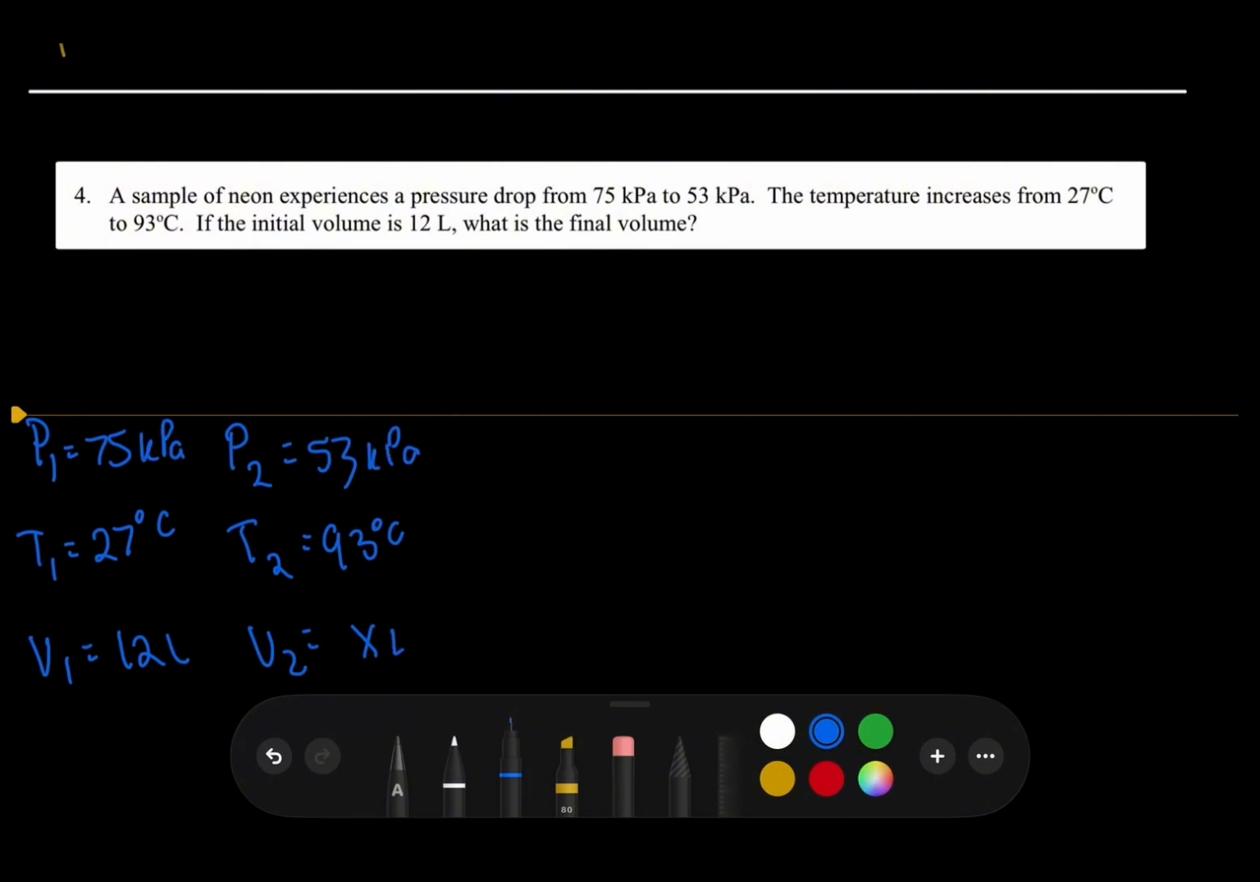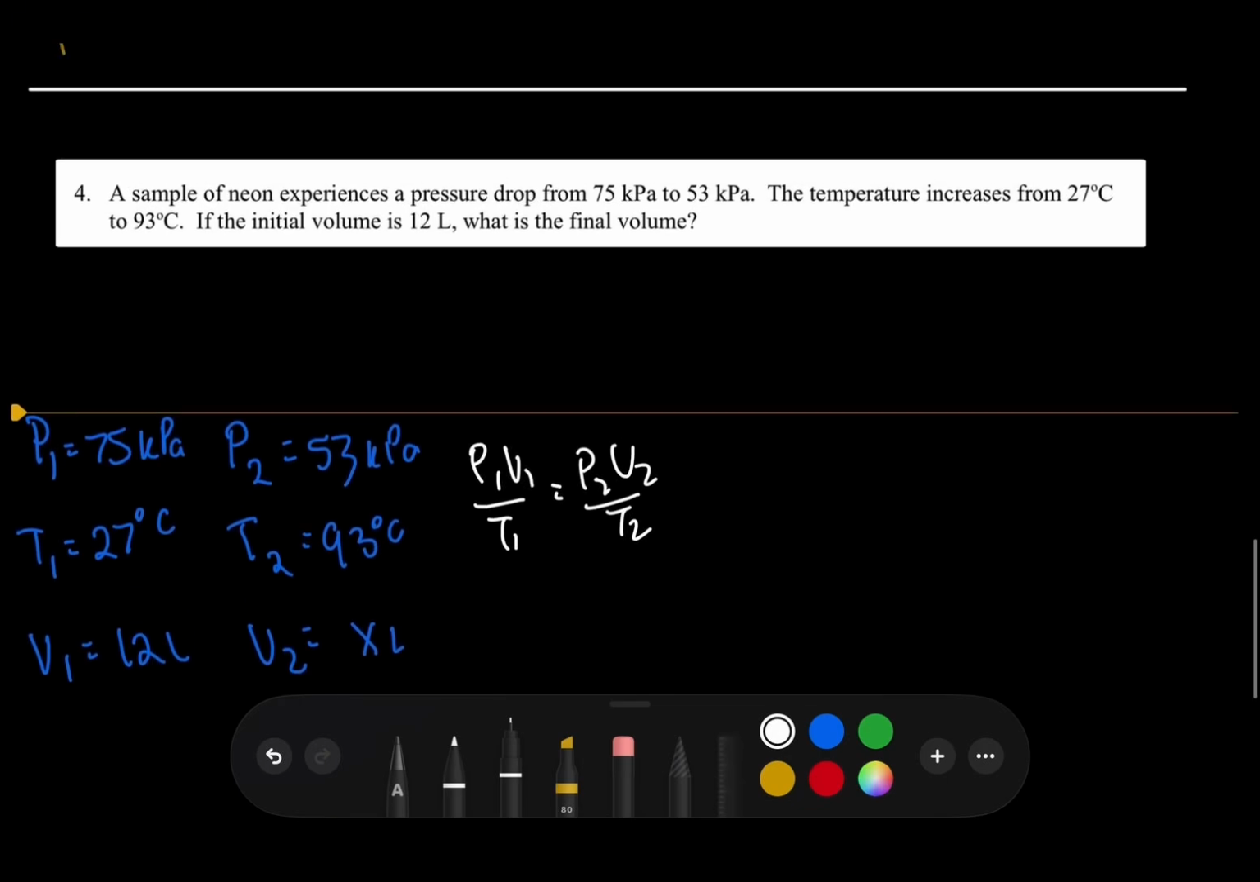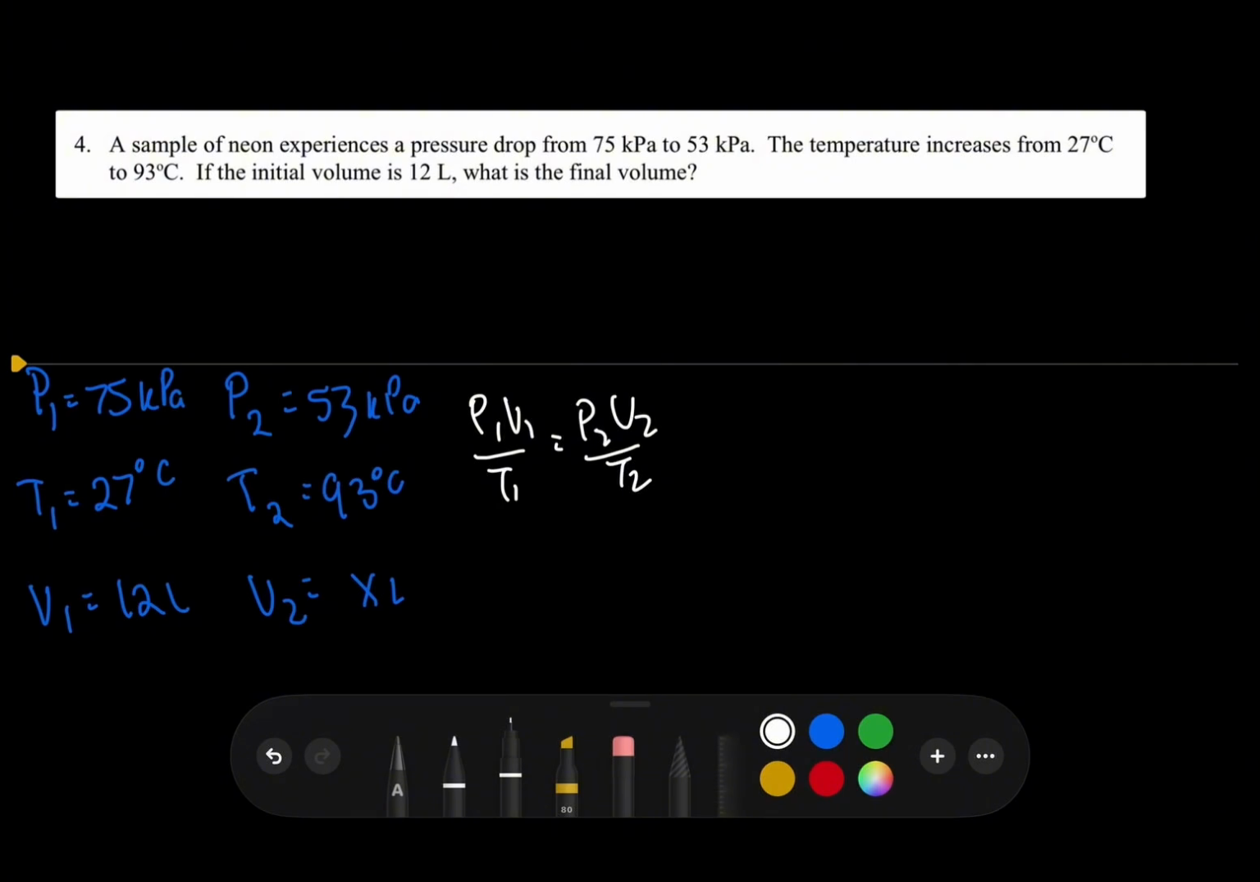So I'm just going to rewrite the formula, which is P1 V1 over T1 equals P2 V2 over T2. Now before we start solving this problem, we need to convert the temperature, which is in degrees Celsius right now, into Kelvin in order for this formula to work. If we look at our reference table, the formula to do this is K equals degrees Celsius plus 273.15. That's how we're going to convert the temperature into Kelvin.